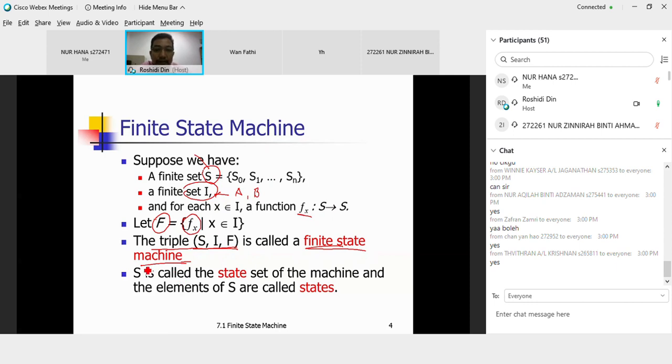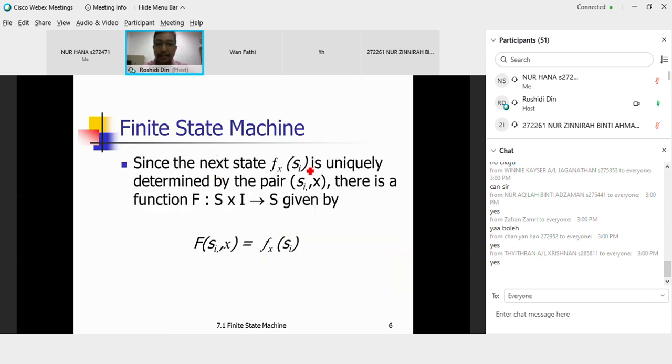In other words, we talk about states, where the state set of the machine has elements we call states. To understand the finite state machine is quite tricky because it is based on the formulation. But to solve a problem based on the application is easy. I will show you.